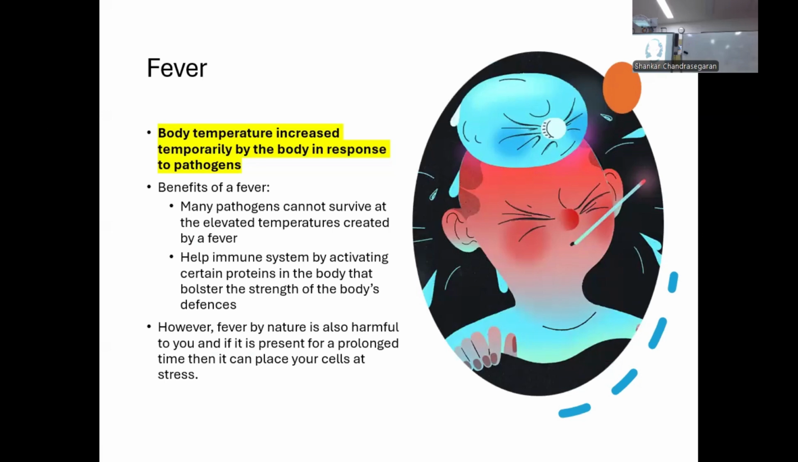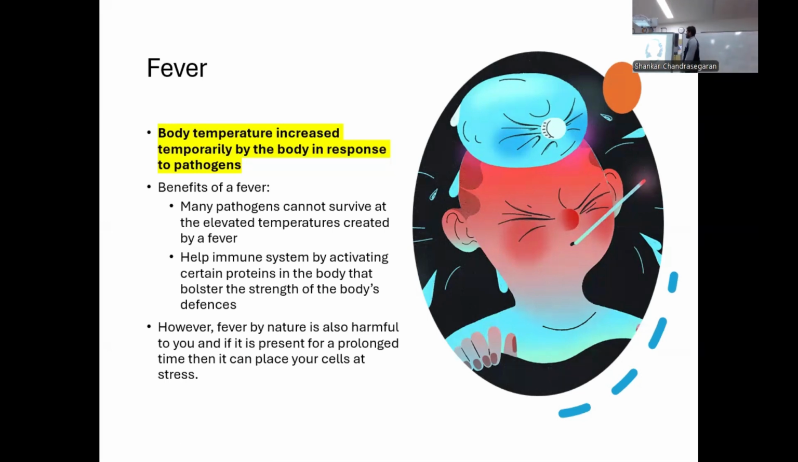Okay. The second reason is also because it activates your immune response and certain proteins to be produced such that it acts as a boost of strength for your body's defenses. Essentially, your body, your immune response especially, works better in a slightly hotter environment. As such, they actually help the immune system by having a fever.